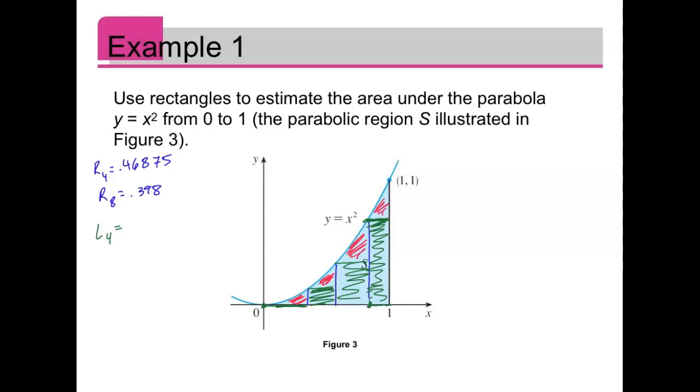So let's just real quick write out what L4 would be. Our delta x, our width, would still just be 1/4 in this case, right? And we would still find our heights by plugging them into y equals x squared. But in this case, we would use the endpoints on the left side. So I'd have 0, 1/4, 2/4, and then my last one would be 3/4. That's 0 squared plus 1/4 squared plus 2/4 squared plus 3/4 squared.